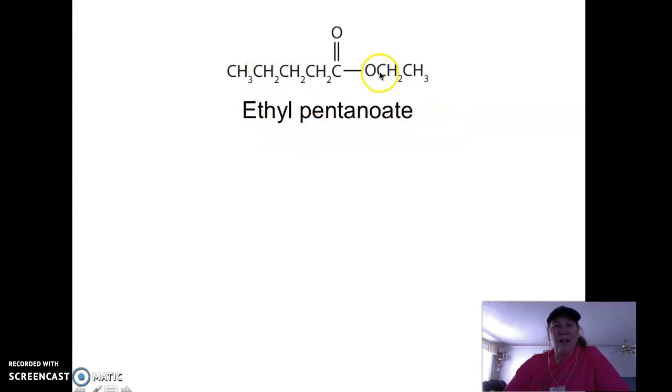So it's not the longest chain, you guys. It's the one that has a double bond O. So count it, and you change the ending, drop the E and add -oate. That tells me this is an ester. And then on the other side, we just name it as a substituent group. So this is ethyl pentanoate.